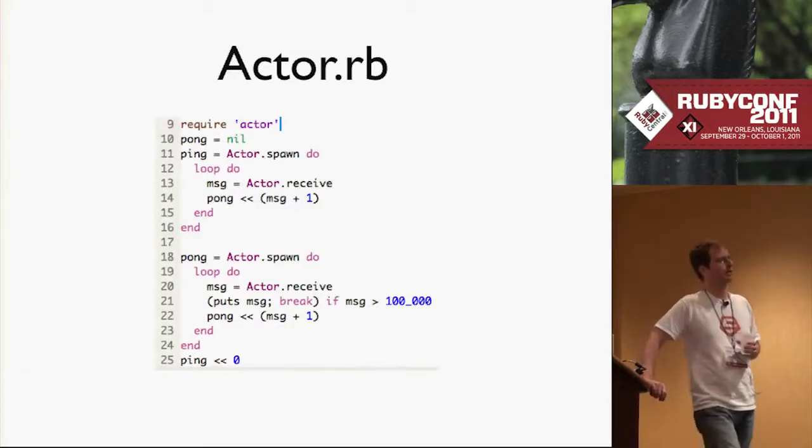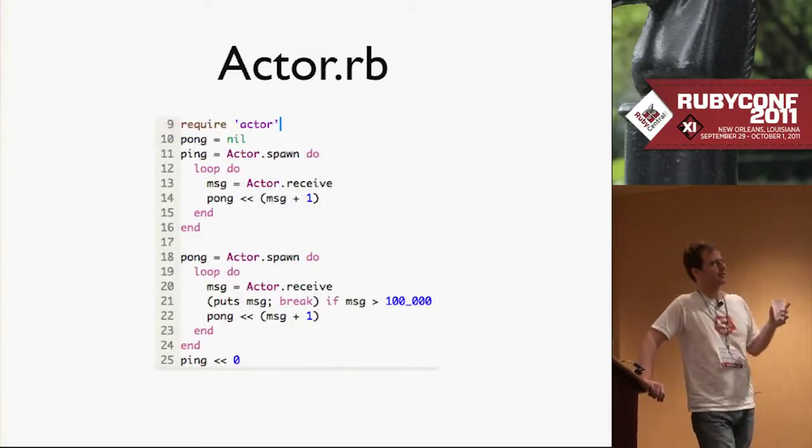This is an example of using the API. It's a very trivial example, so I apologize, but it's your typical ping pong incrementing a counter. On lines 11 and 18, we're spawning the two actors, and they're just going to loop receiving a message, treating that message as an integer, and incrementing it back and forth between them. On line 25, the main thread kicks off the ping pong process with 0, and that just ping pongs back and forth between the two actors until it reaches 100,000, at which time it just prints out to the console and exits.